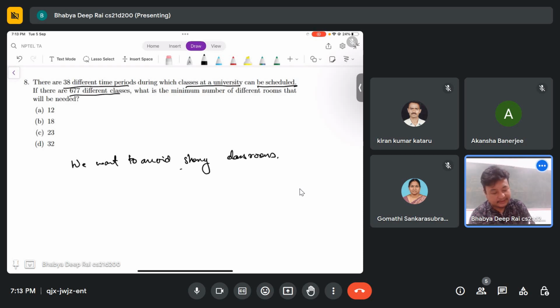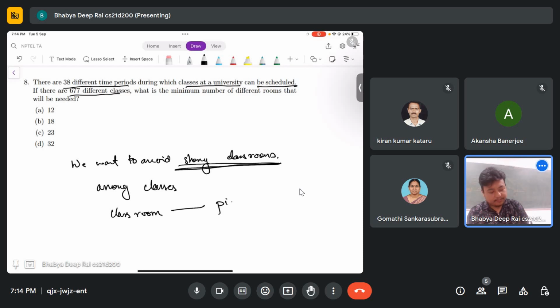So since you are sharing classrooms among classes, classrooms will be your pigeonholes, and classes will be your pigeons.